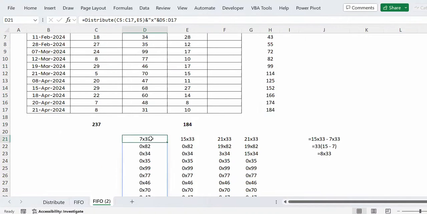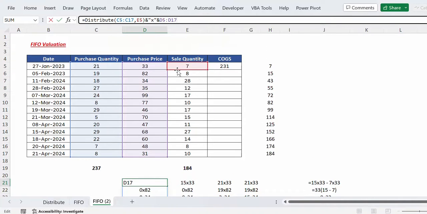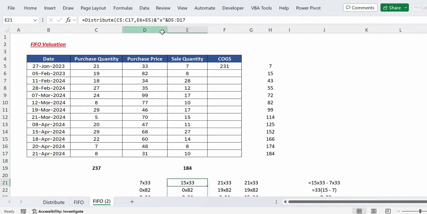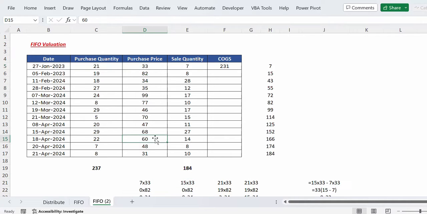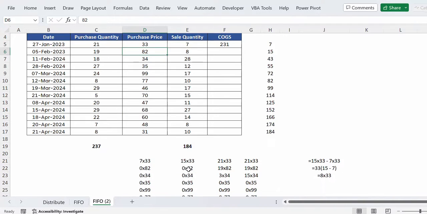Now what we will do, again, we will use the same thing. So at the first iteration, we distributed the 7 among these purchase quantities. At the next step, we distributed 7 plus 8 among these purchase quantities. Then we multiply it by purchase price, right? And then we will basically find the difference of these two in order to get the result for 5th of February, the cost of goods sold on 5th of February.